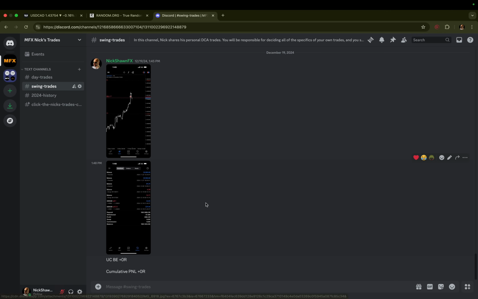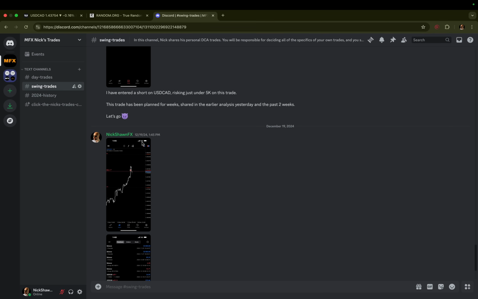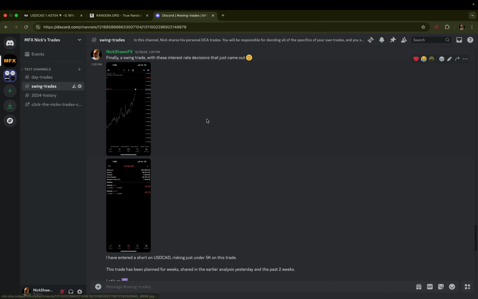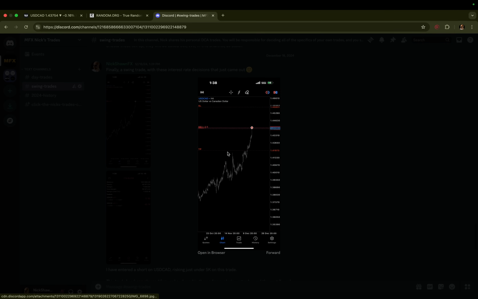The target was here. The risk on this one was about $5,000. So like, I think it was $4,500. So what I did, oh yeah, here's where I called it out. I finally put a swing trade with these interest rate decisions that just came out. So this is what it looked like, right?